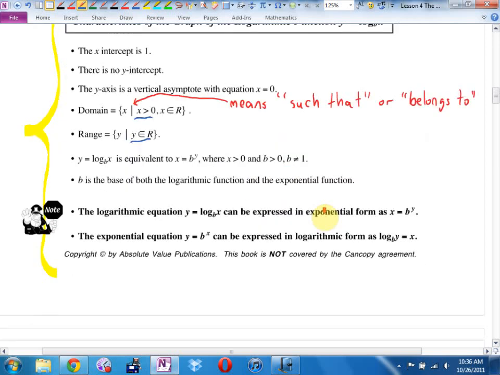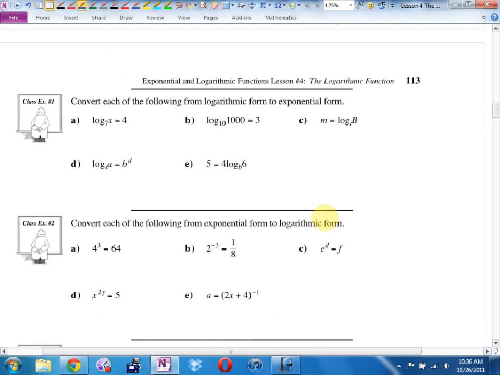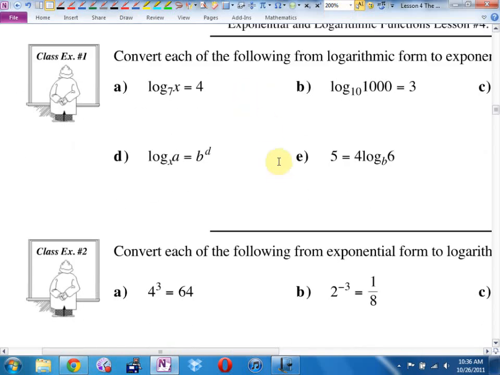Example 1 says, convert each of the following from logarithmic form to exponential form. So here's the log equation. What's the exponential version of this one? What to the power of what equals what? I'll give you a hint: your base is your base is your base. What's my base? To the power of what? You have the template on the previous page, so look at it, figure it out. 7 to the 4 equals x.